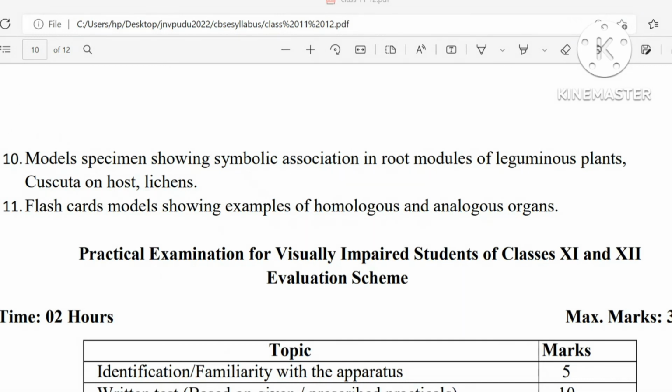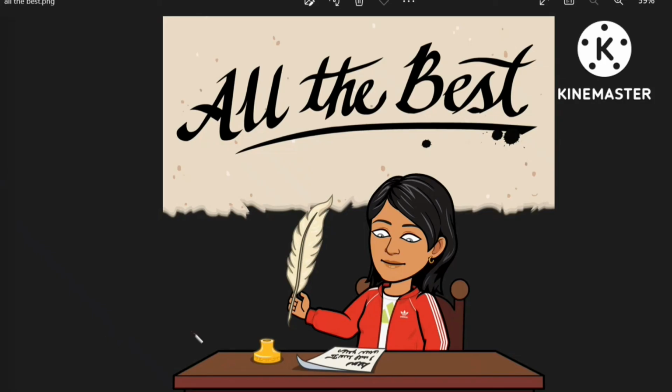So that's for the syllabus for class 12 biology. All the best for your exams.